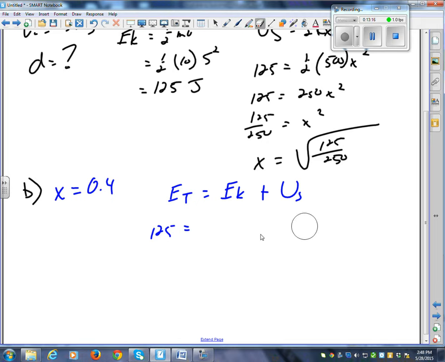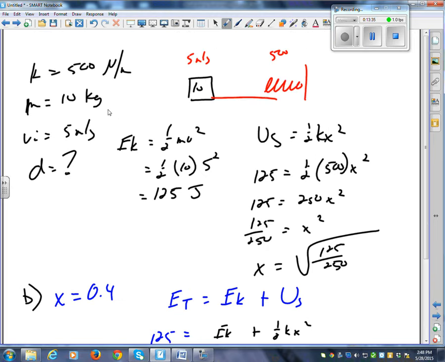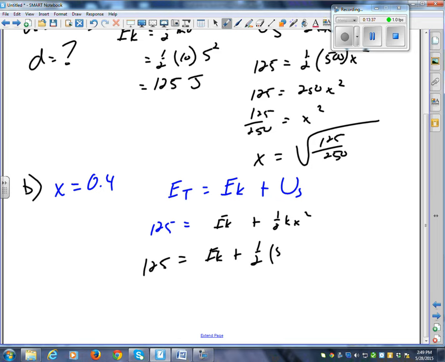All right, so whatever kinetic energy is left is when there is a spring energy of some value that we don't know at 0.4. So that's equal to 1/2 kx squared. So 125 is EK plus 1/2 kx squared. What's our spring constant here? 500. The x squared is 0.4 squared. So in other words, find out how much spring energy is there at 0.4.